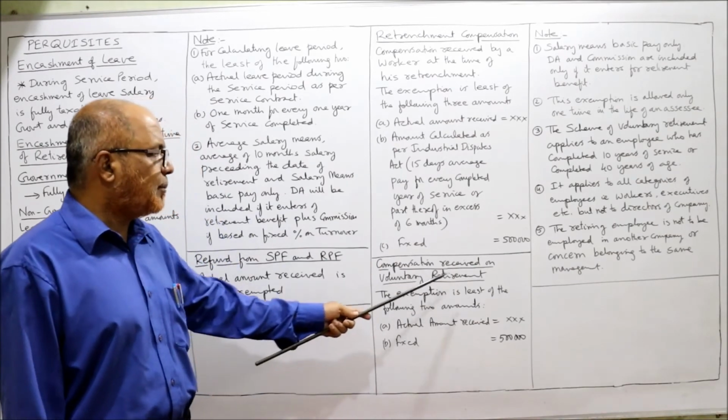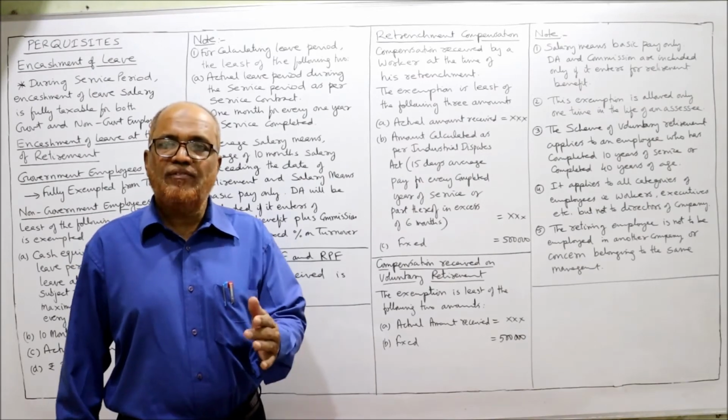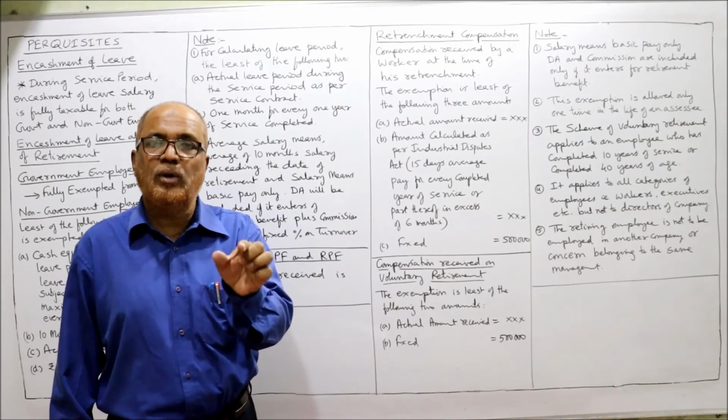Now last one is compensation received on voluntary retirement. Suppose a worker has taken voluntary retirement before his actual due date of retirement.